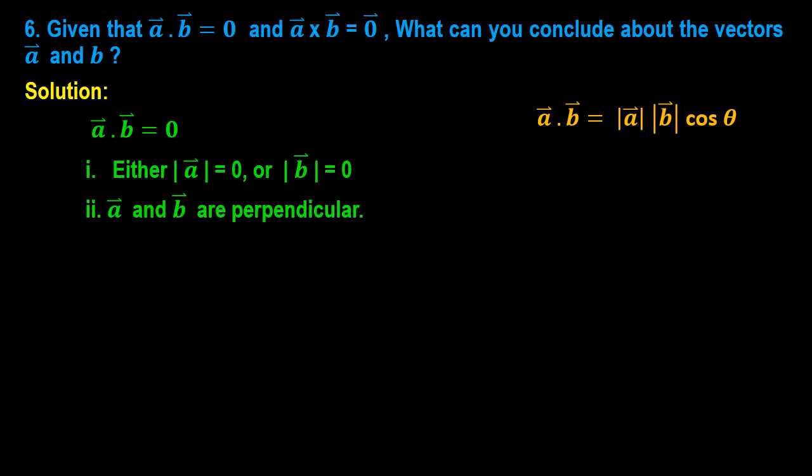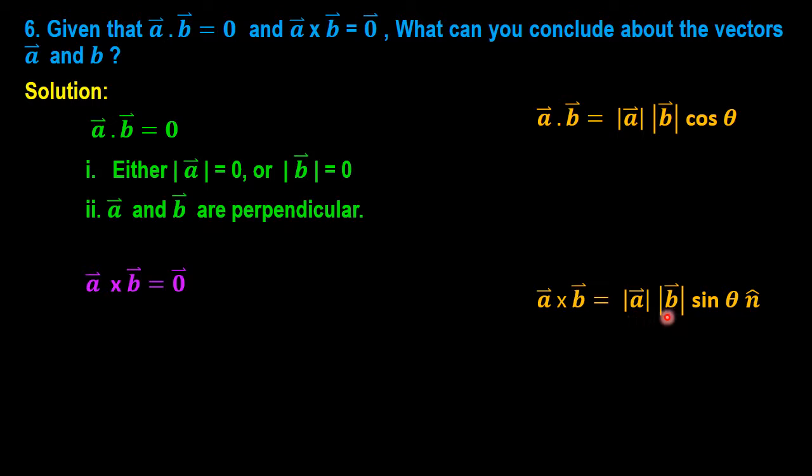Now from the second given, the cross product equals the 0 vector. So let us see when the cross product of two vectors will be the 0 vector. According to the formula of the cross product, A cross B equals magnitude of A into magnitude of B sin theta n cap. So this n cap is the unit vector.